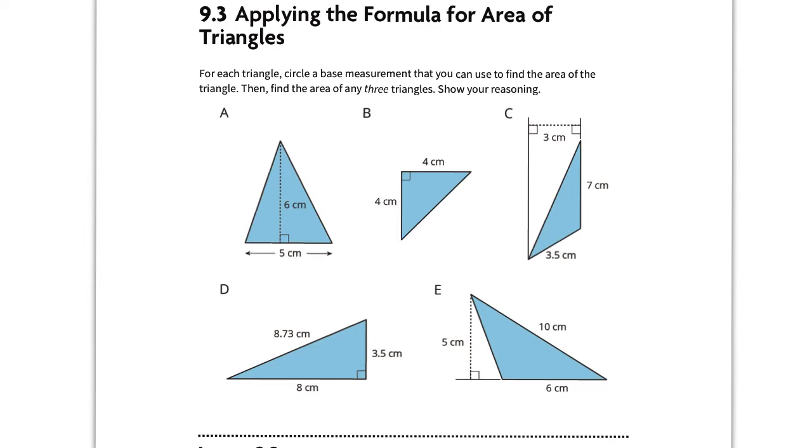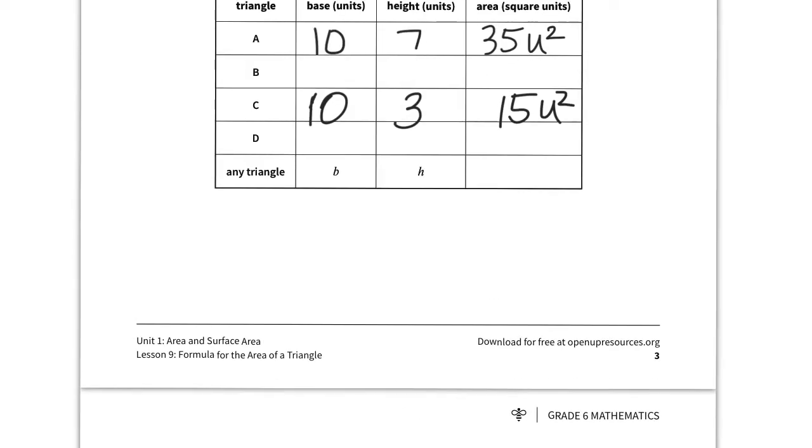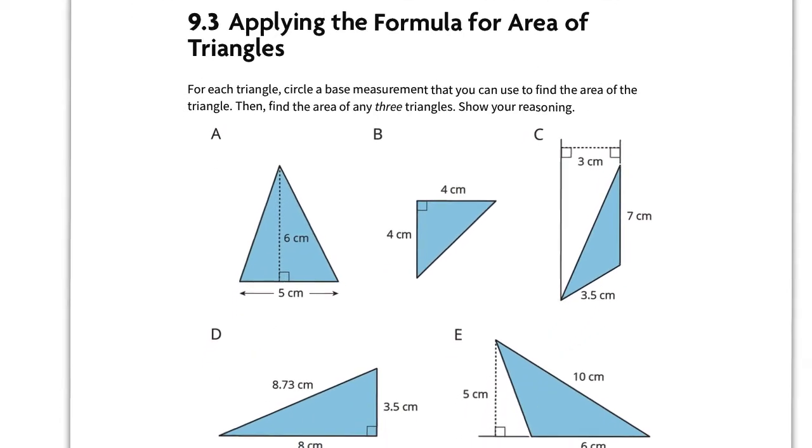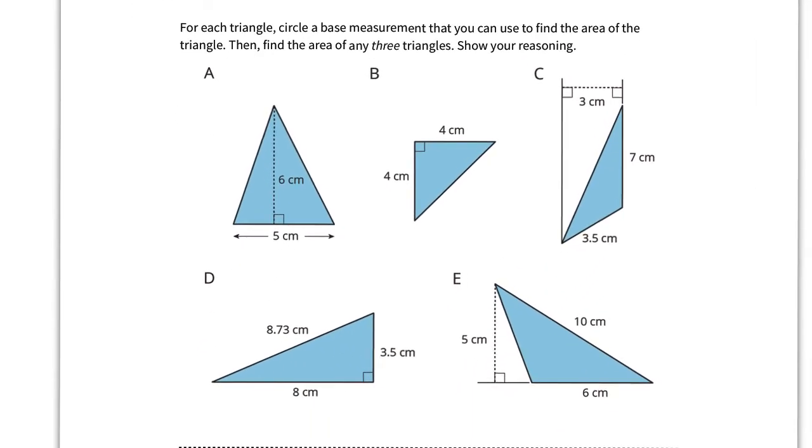So if you don't want, I'm going to give the answer away here. So if you want to still think about this on your own, hit pause on the video and then play with it and then return, because I'm going to give the answer away right here. So we're supposed to circle the base and then find the area. All right. Find the area of any three. We only have to do 3 of the triangles. Open up resources.